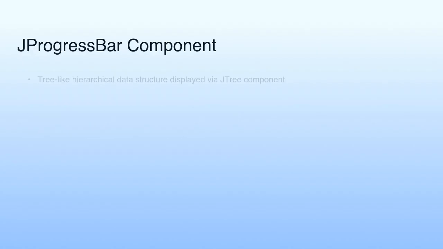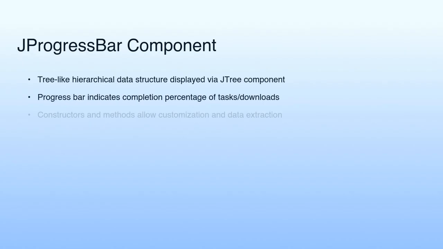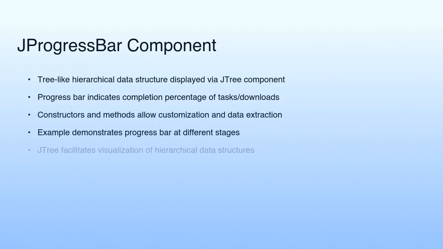The JProgressBar component displays the completion percentage of tasks or downloads, allowing customization through constructors and methods, as shown in an example that demonstrates the progress bar at different stages.